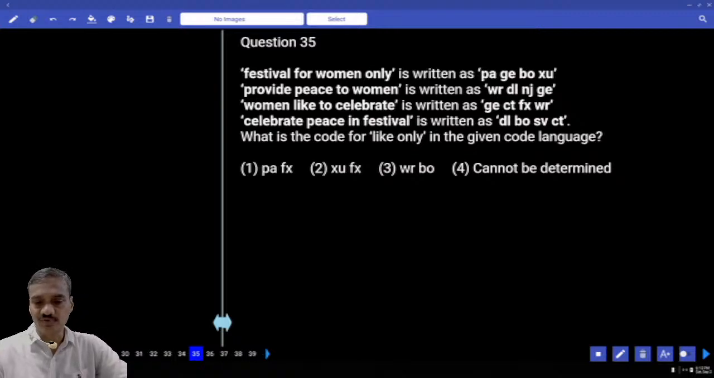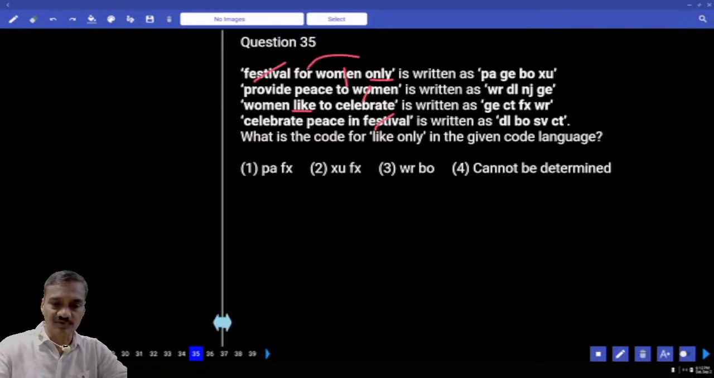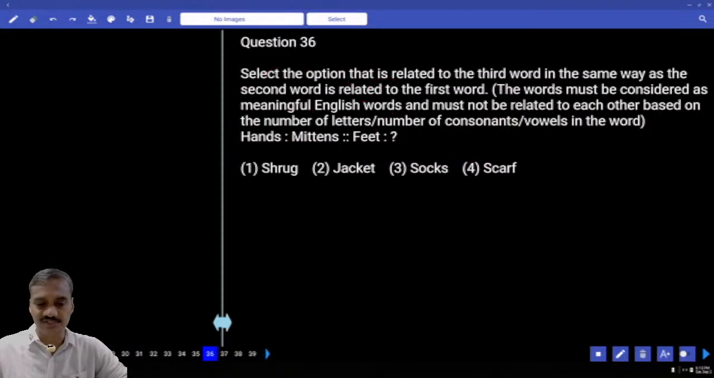Now we need to find out the code to the word like only. Now like and only. Now like is here and only is here. Then festival for women. And festival is common here. And for and women. And woman is common. But is for and only we cannot determine, isn't it? Because 2 words are left over and 2 codes are left over. Hence the code cannot be determined. Fine. Done.